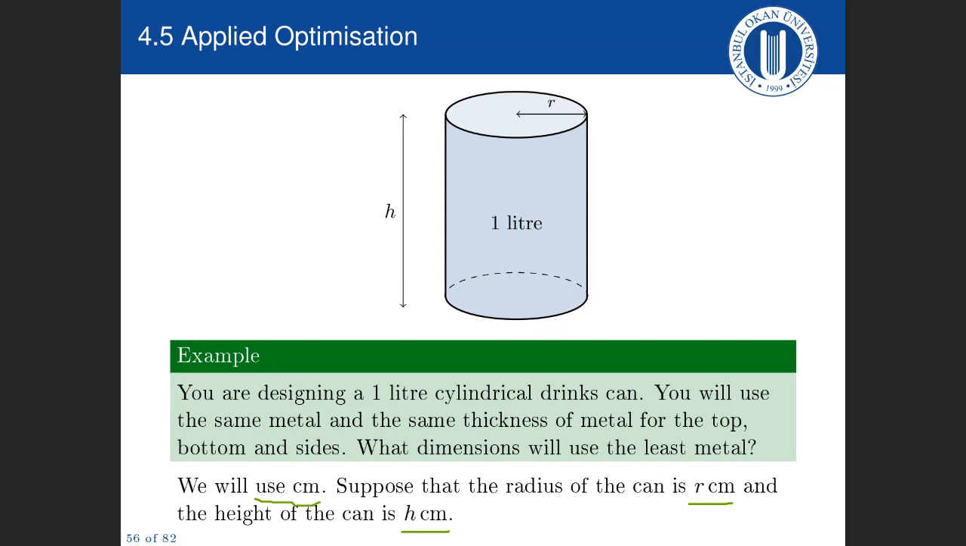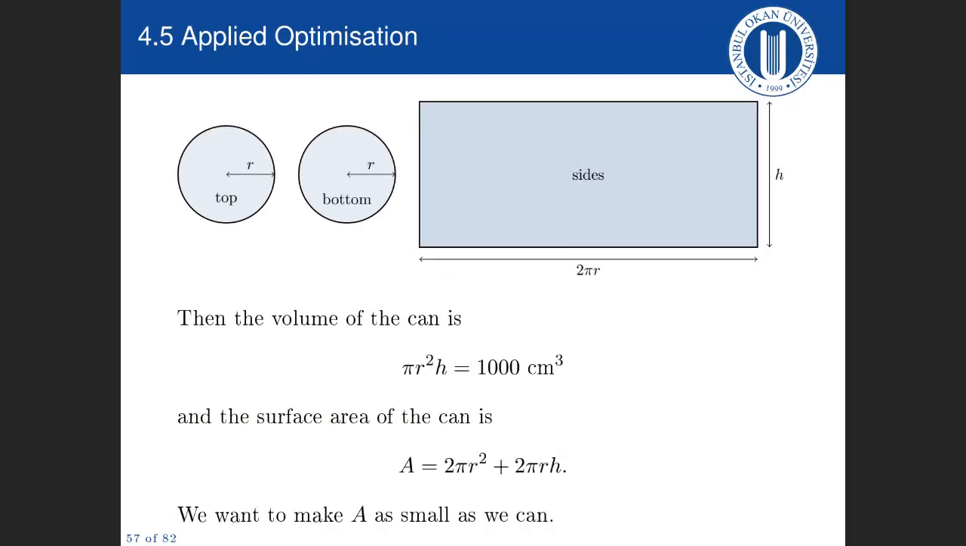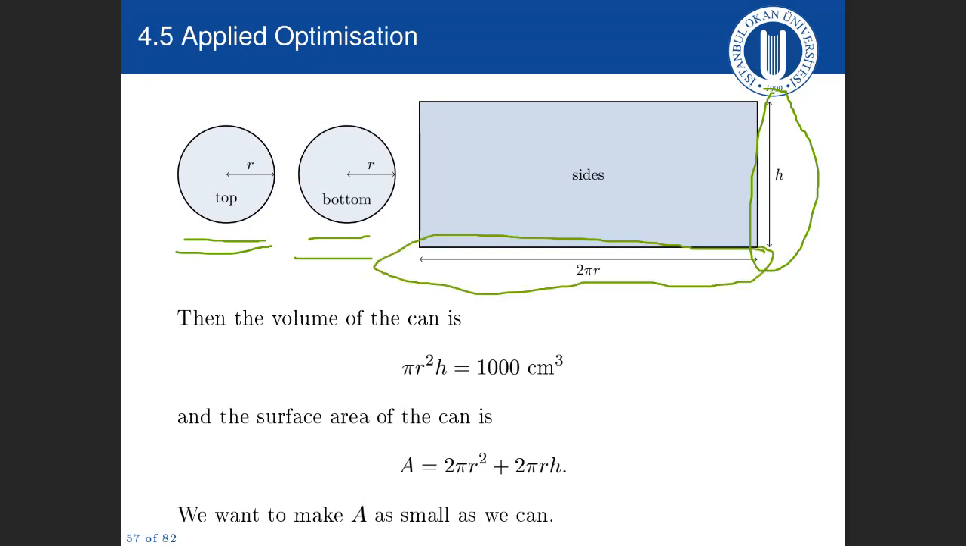So how do we make a cylinder? We need 2 circles and we need a rectangle. These circles are going to be circles of radius R. For the sides, the height is going to be H, the height of the cylinder, and the width of this rectangle is going to be the same as the circumference of each of these circles. The circumference of a circle of radius R is 2 pi R.